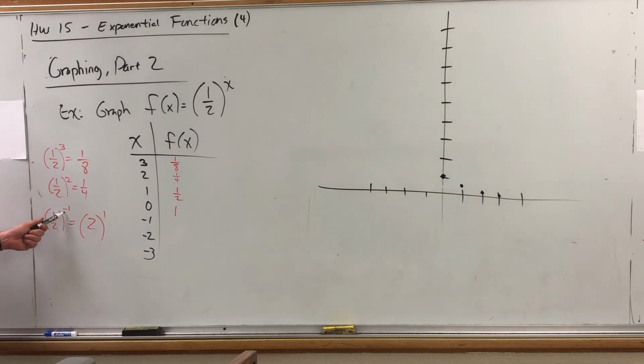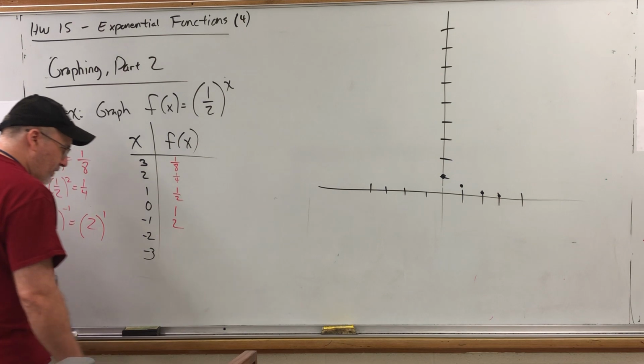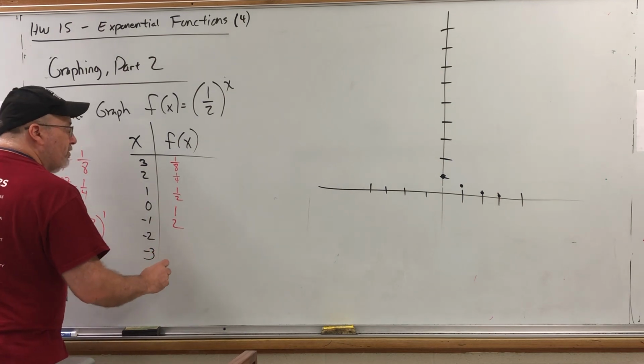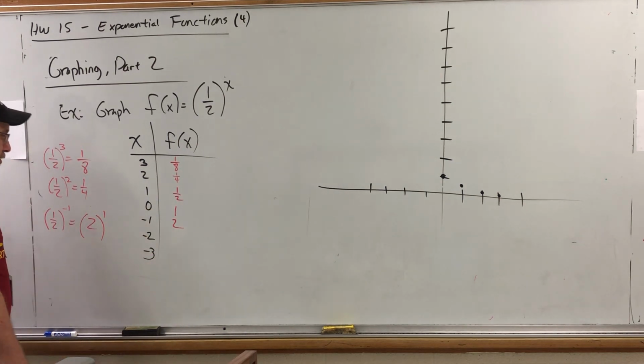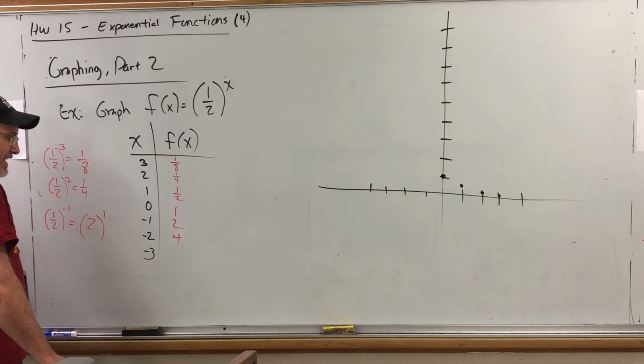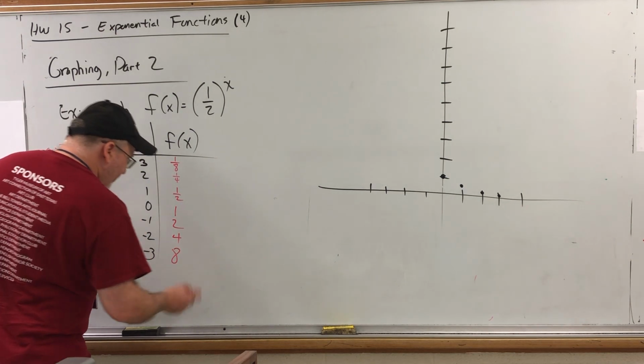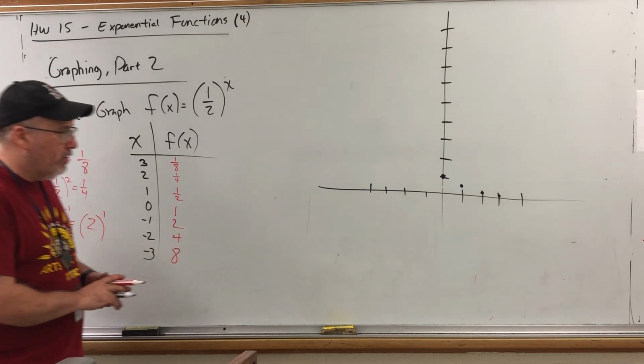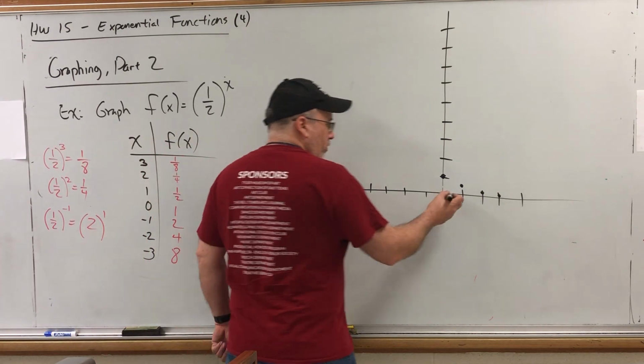So you can change a negative power to a positive power, you just have to reciprocate. 2 to the 1st power is 2. And along the same lines, 1/2 to the -2 power is the same as 2 to the positive 2 power, which is 4. And 1/2 to the -3 power is the same as 2 to the positive 3 power, which is 8. We're getting the exact same answers we got before. We're just getting them in reverse order.